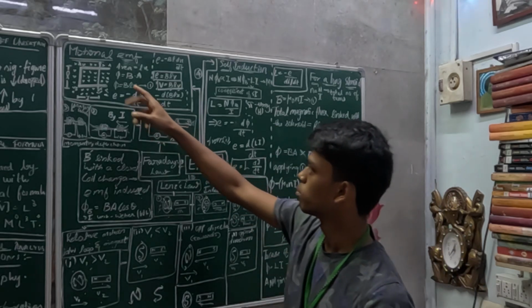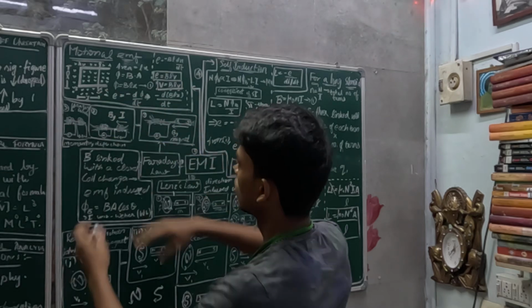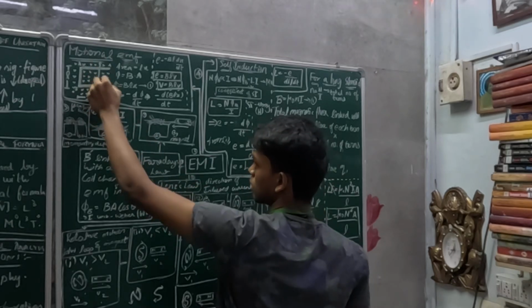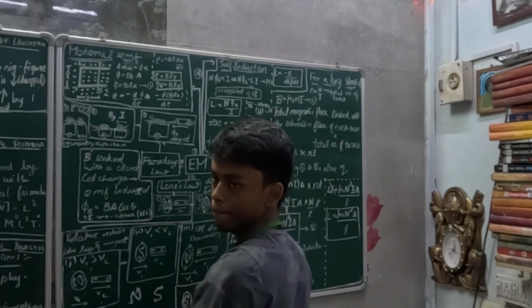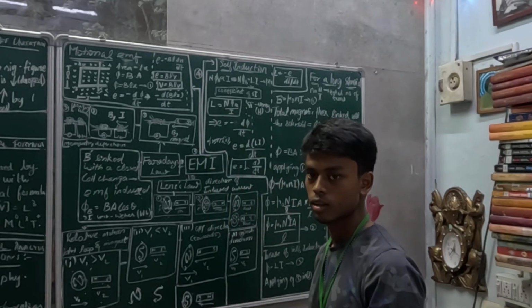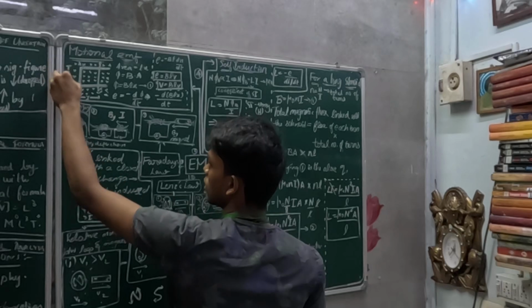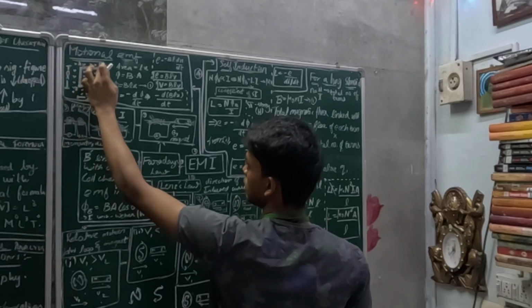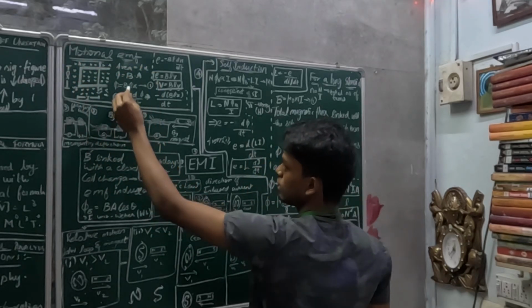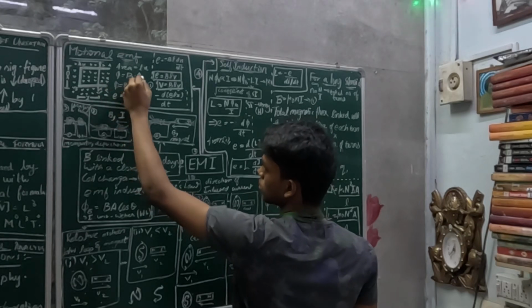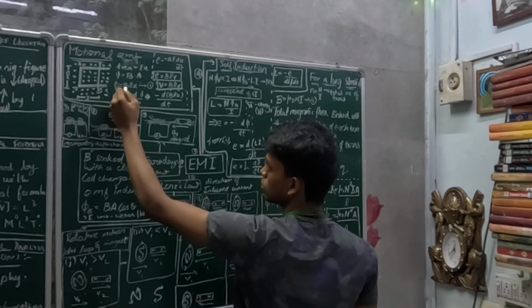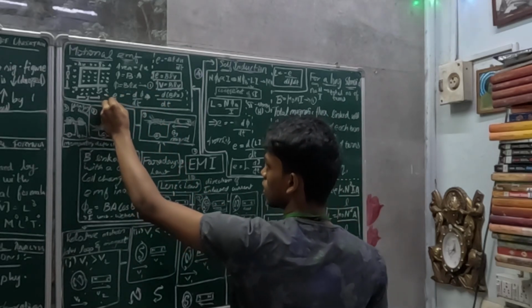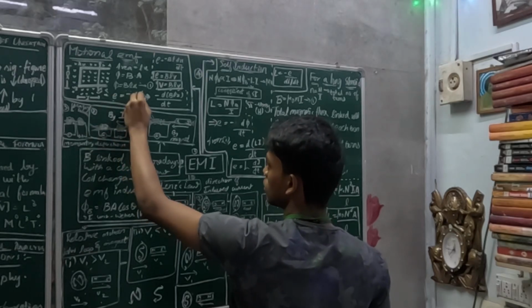Then we will move to motional EMF. We can take a U-shaped coil connected with a copper wire. The two arms of the coil are connected with the cross wire, where the length is L and the breadth is X. The area of this particular region ABCD is L into X. We know that phi is equal to BA, so substituting the value of area, phi equals BLX. Considering this as the first equation, we move on to EMF, which is equal to d phi by dt.